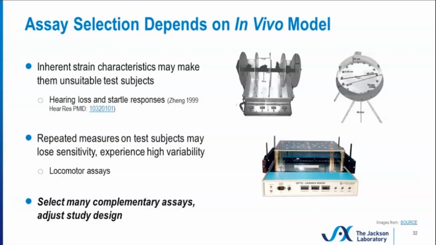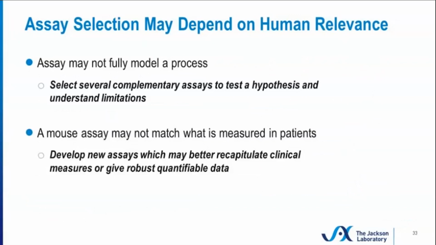So as I was saying about the mouse model, the same holds good for the assay. One assay might not be enough or adequate for you to show the phenotype that you're trying to see. Sometimes you might have to use multiple assays to recreate more aspects of the disease or more aspects of your experiment that you look to study. As I said before, an assay may not fully model a process. Use several complementary assays to test your hypothesis.